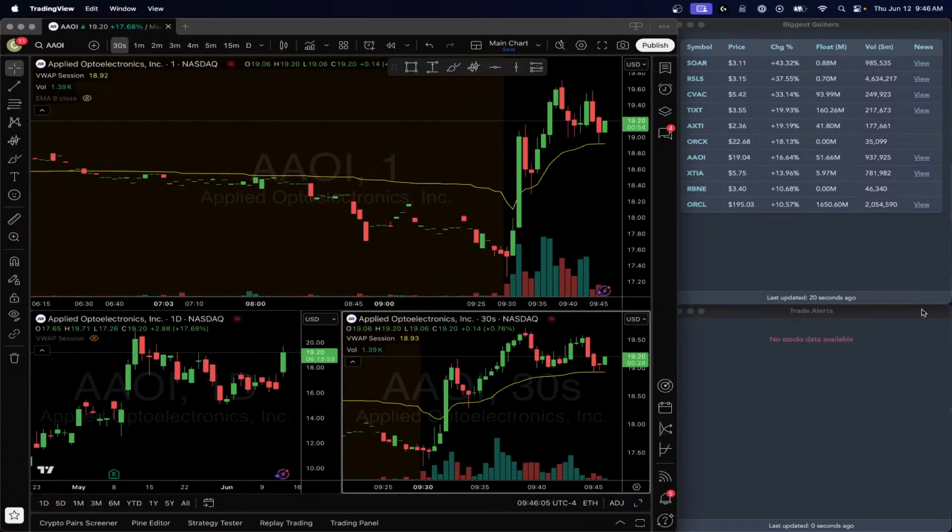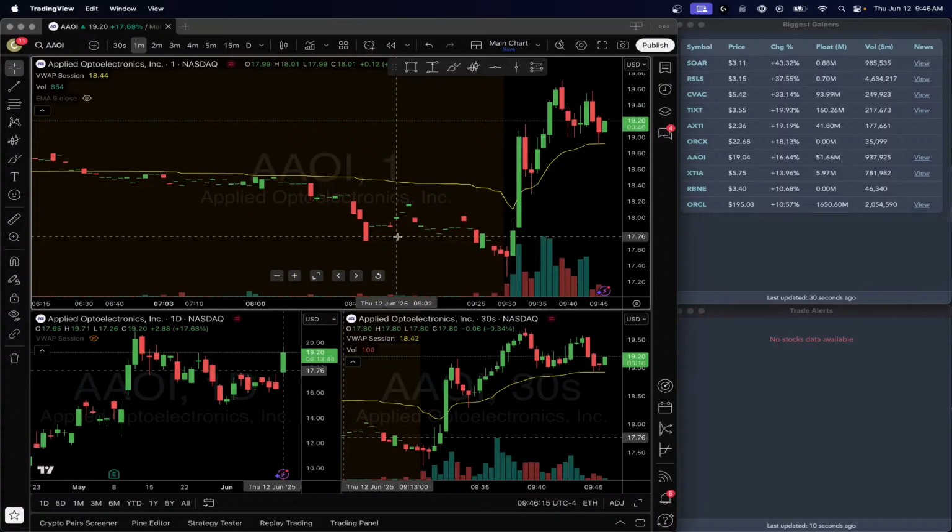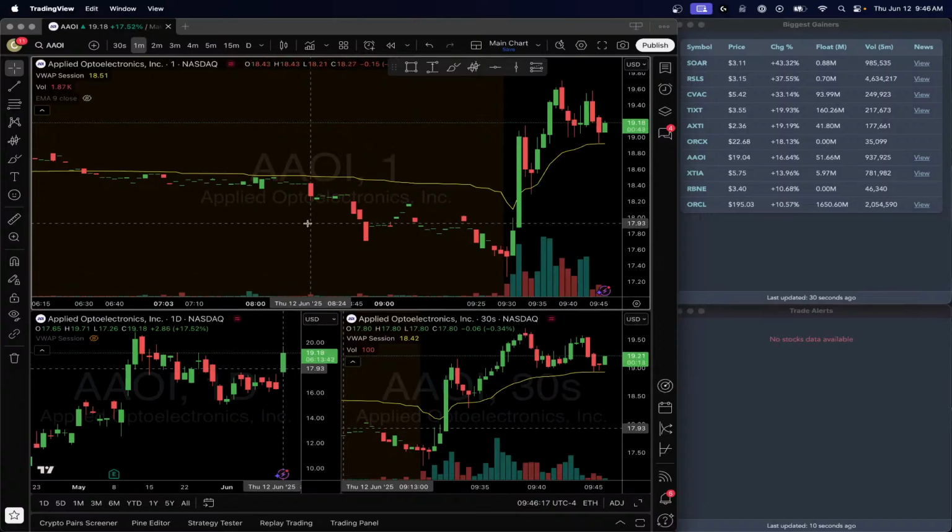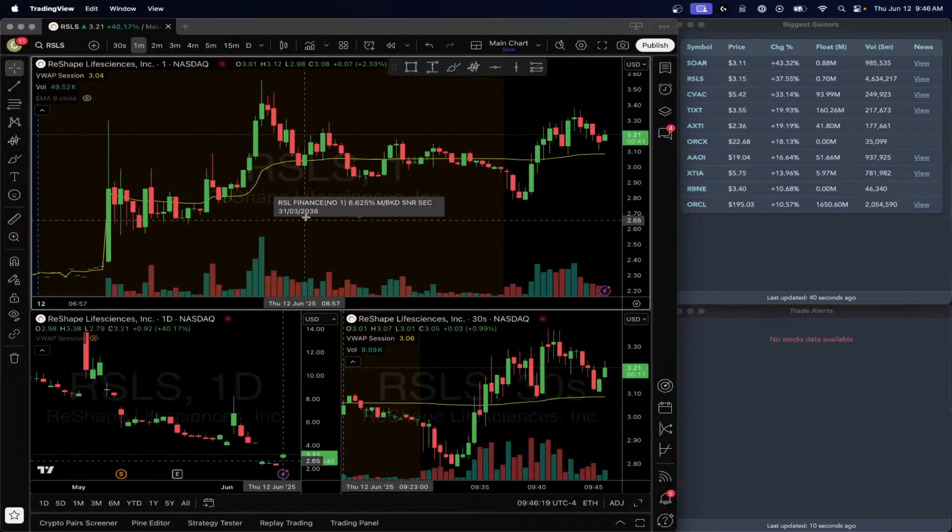I mean, you could have got yourself some money, but it looks like it's bouncing. The spread is still like 15 cents, so I'm just not going to touch it. I just don't like it. RSLS was a good one.